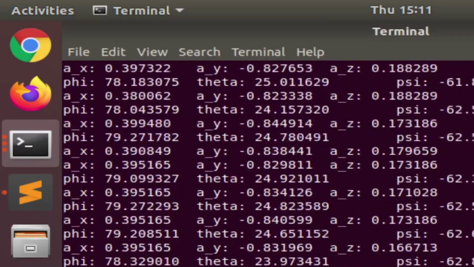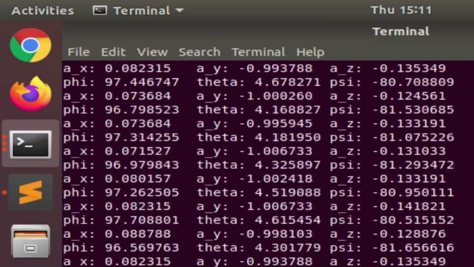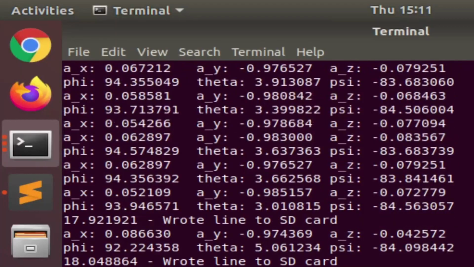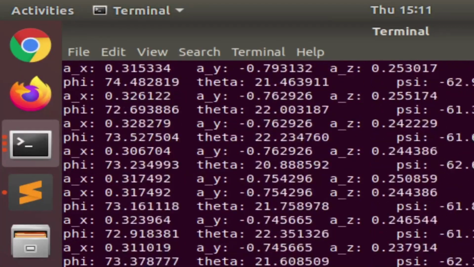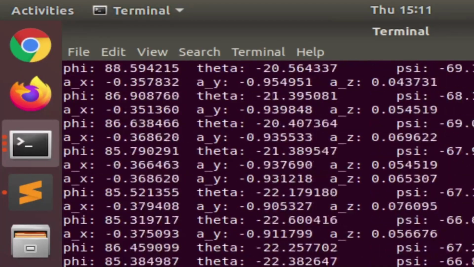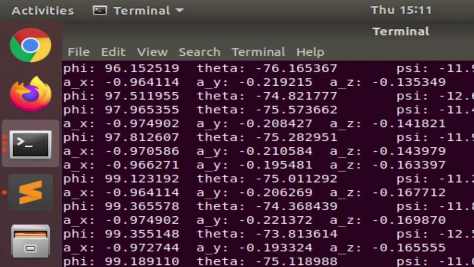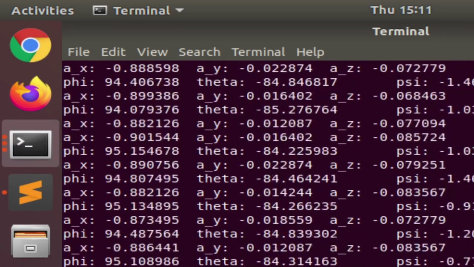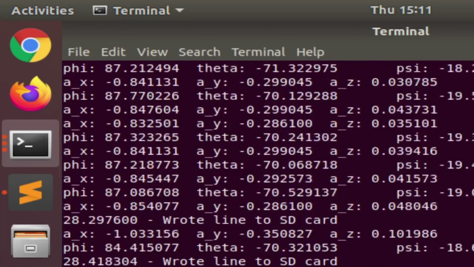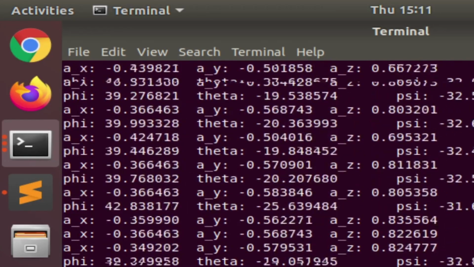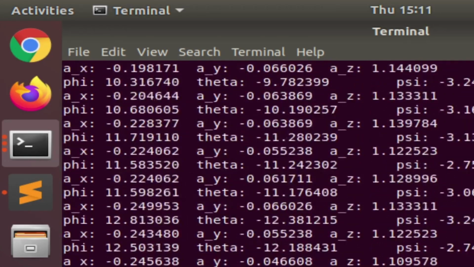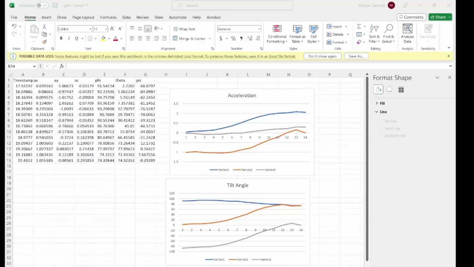I first position myself to record the forearm, which is there, and then I position myself for the gait cycle, and I record the values here. These are the values I got for the forearm.